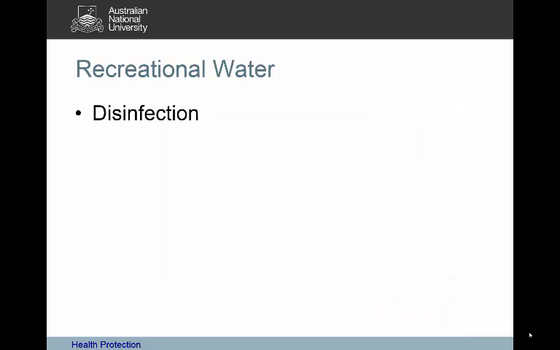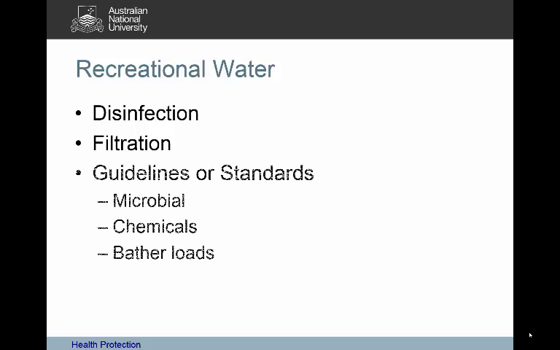For recreational water, such as swimming pools or spa pools, the main interventions are disinfection, usually using chlorine or bromine or some other chemical, and many will have experienced the very strong and pungent smell of chlorine when you've been in an indoor pool. Also, filtration is critically important in these settings because the water is recirculating. You want to remove any particulate matter before it gets recirculated back to the pool.